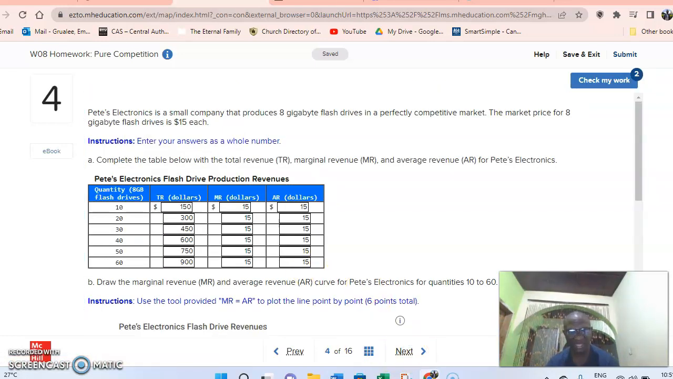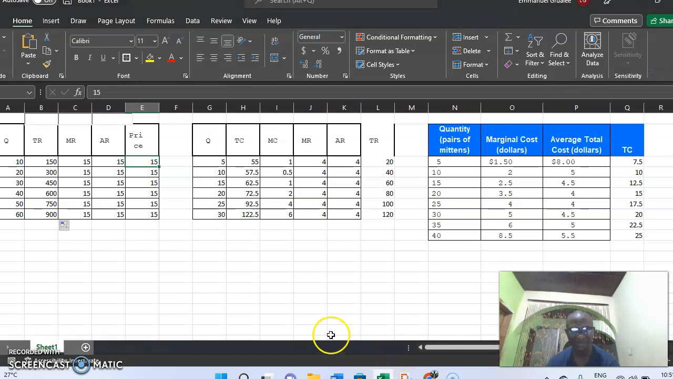For this one again, we had a similar problem today in our assignment that we saw. Use our assignment, get it done. What I did, we were only given the quantity and you were given a price. The price is $15. So you open your Excel spreadsheet and put your own column where you put the price.